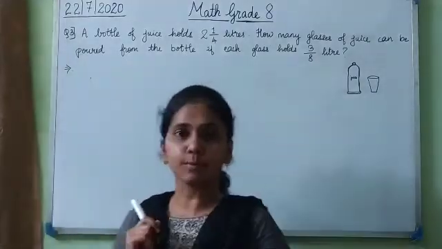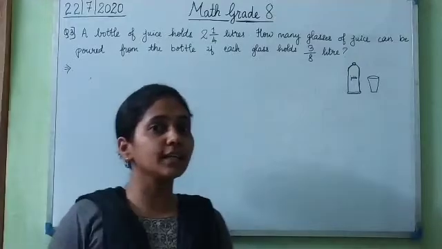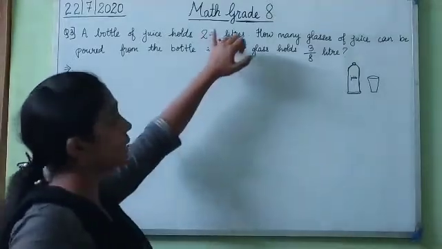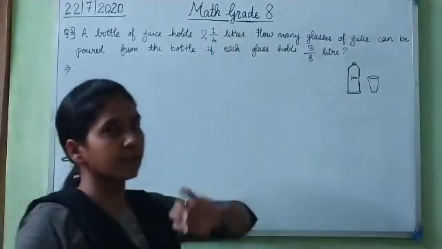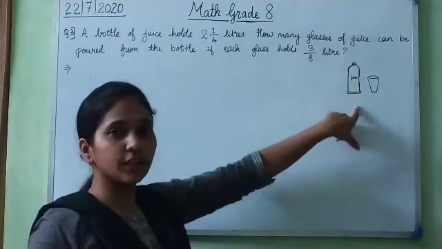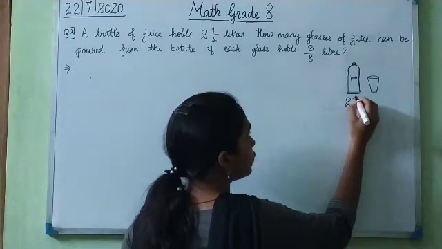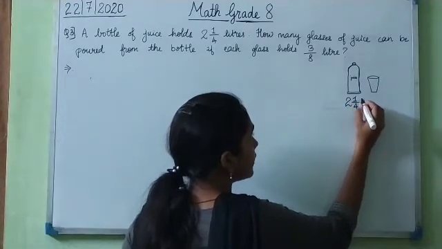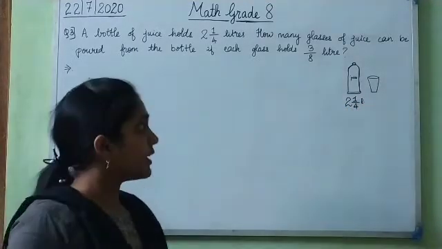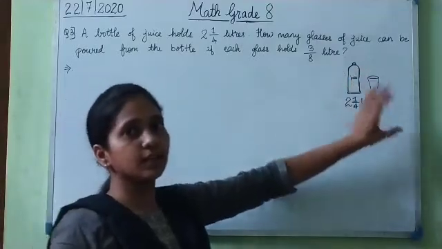That means there is a bottle of juice and it contains how much? It contains 2 1/4 liters of juice. So if this is the bottle, it is containing 2 1/4 liters of juice. Now I have to pour this juice into glasses.